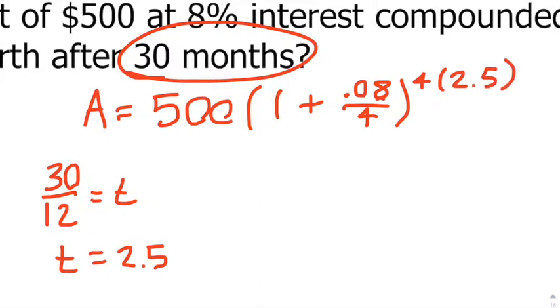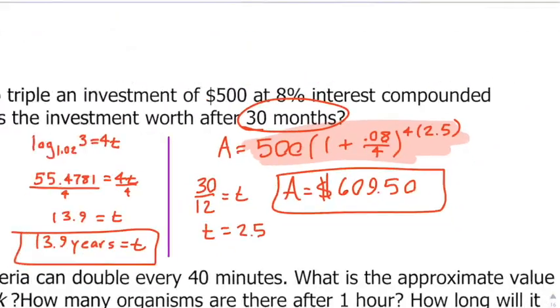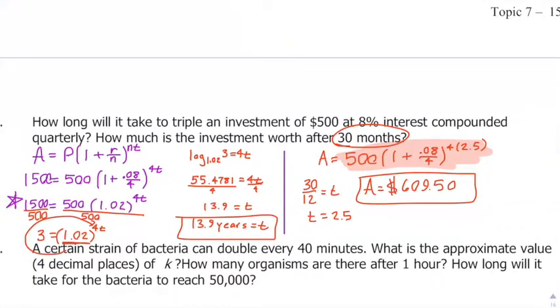Okay, and then guys, actually you can type this all into your calculator as one line here, since we have everything on that right-hand side. And if you do that, apparently we're going to get $609.50. That's just from my notes right there. So hopefully my notes are right. All right. So that's it on that.